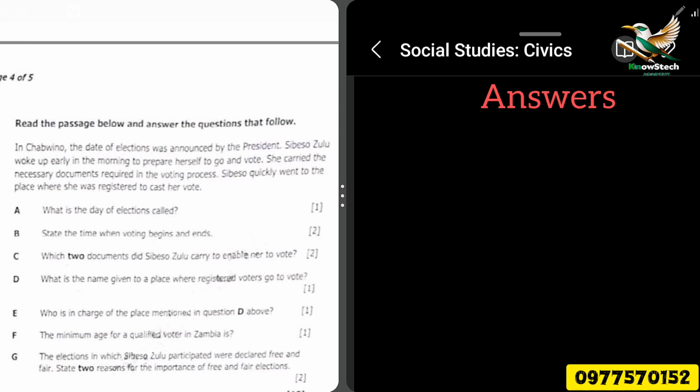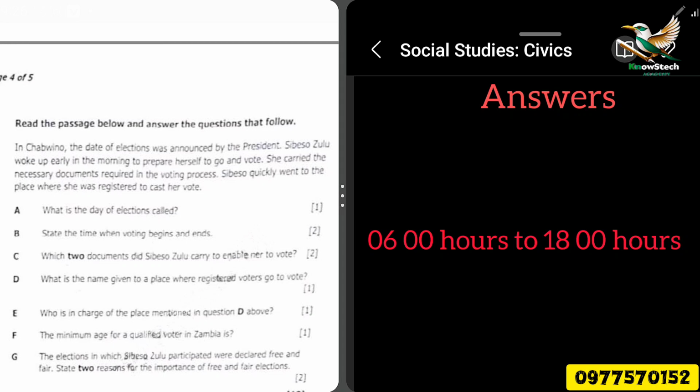The first question says, what is the day of elections called? You can pause the video and try to answer. The election day is called the polling day or voting day. State the time when voting begins and ends. Voting begins at 6 hours and ends at 18 hours, that is 6 a.m. to 6 p.m.